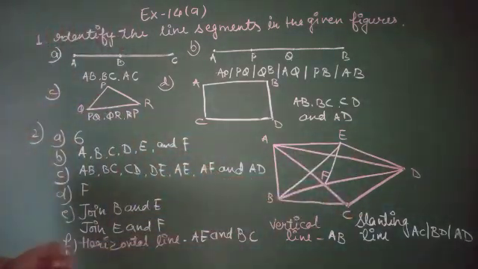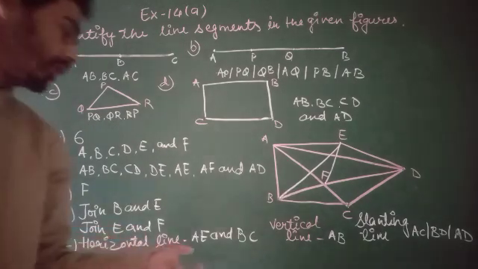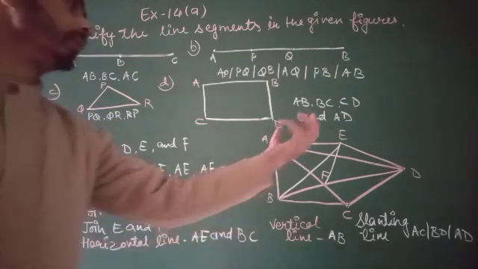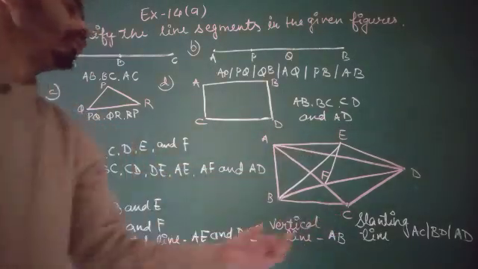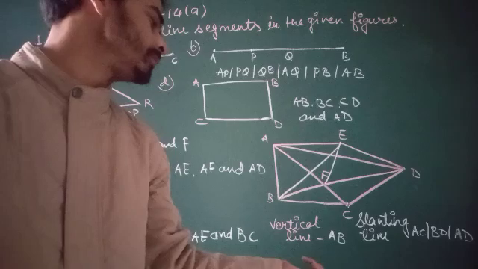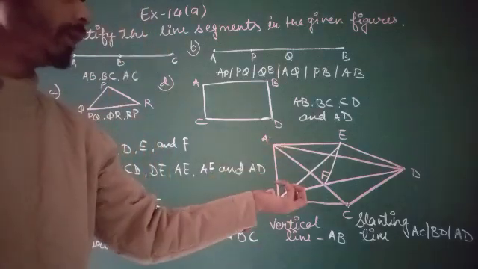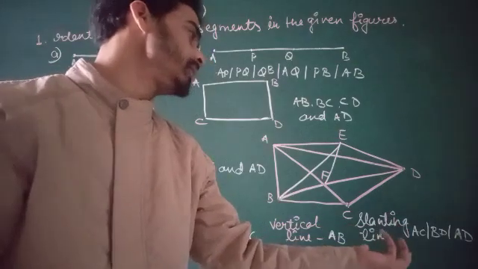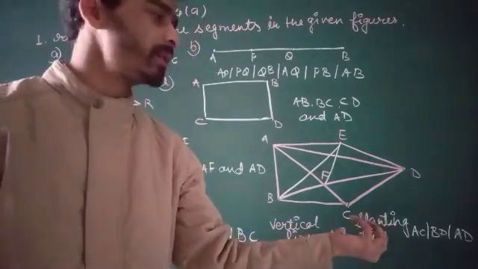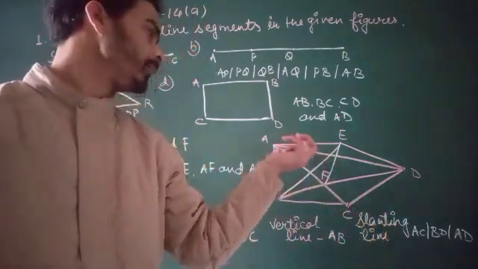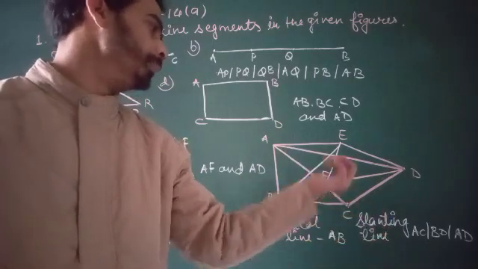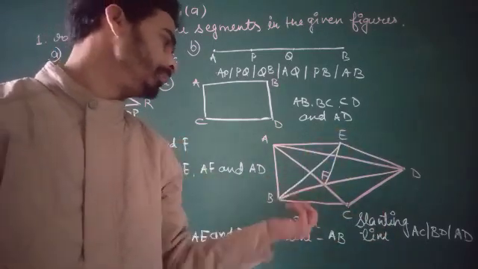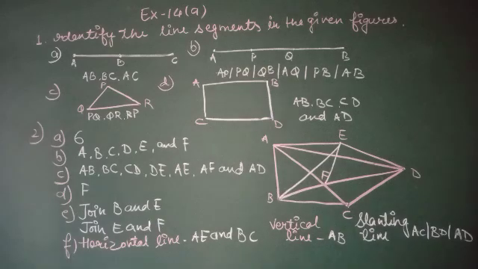After that, the next question is identify the horizontal, vertical and oblique lines. Horizontal line means sleeping line, so AE and BC are horizontal lines. Vertical line means standing line. There is only one vertical line, that is AB. Oblique line means slanting line, and the slanting lines are AC, BD and BE. Okay, those are the slanting lines.